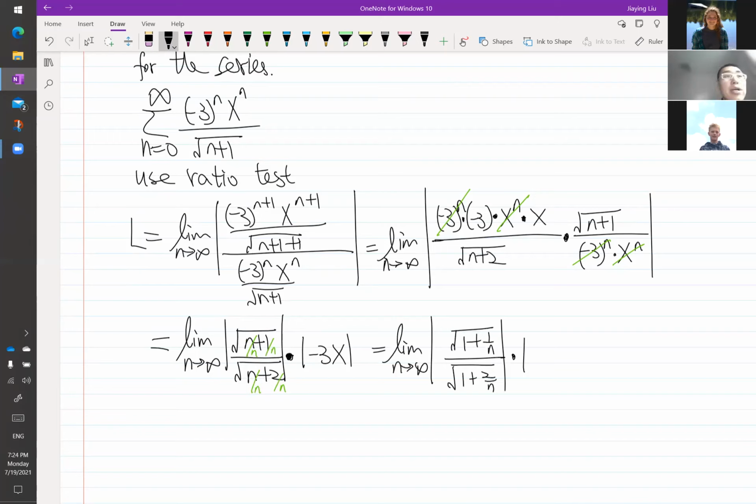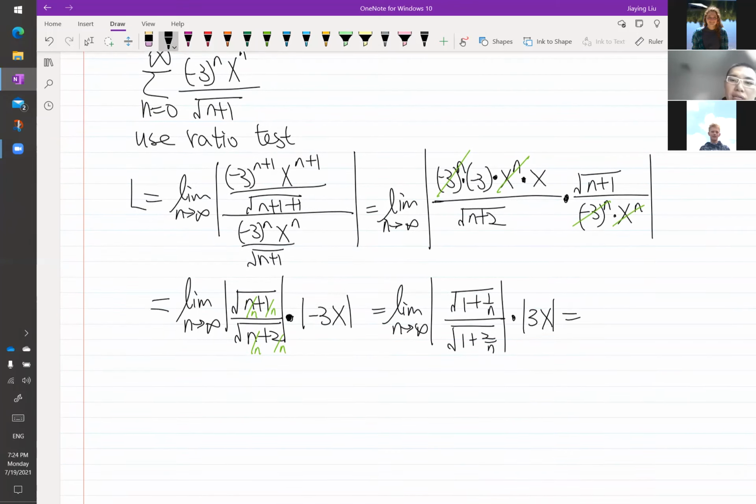And then the -3x just becomes +3x in the absolute value, but we can just leave it there or pull out the 3, it doesn't matter which one you do at this step. So this part approaches 1 over 1, and then the 3x becomes 3 times the absolute value of x. 3 is positive, you can pull it out, but x, we don't know, it could be negative, so we have to keep it inside. So that's what L is.